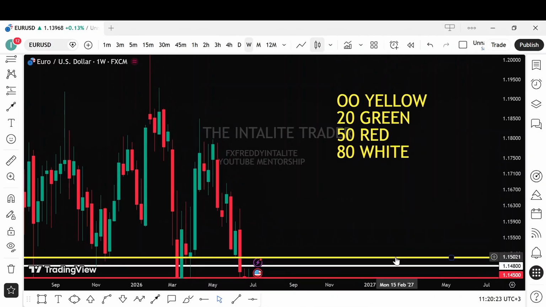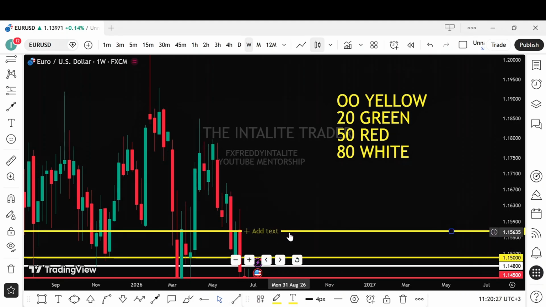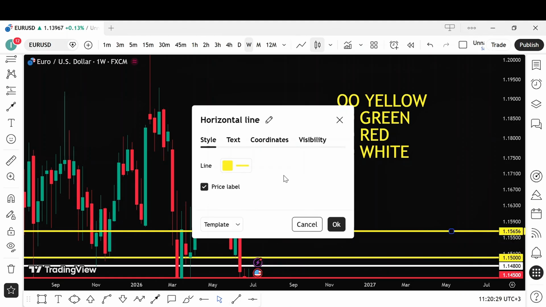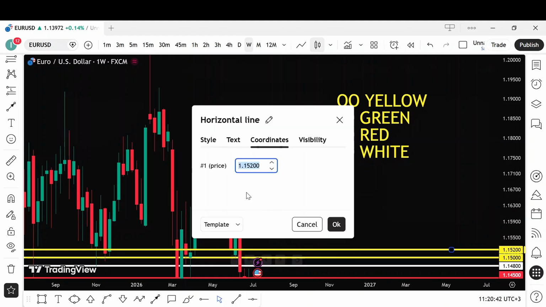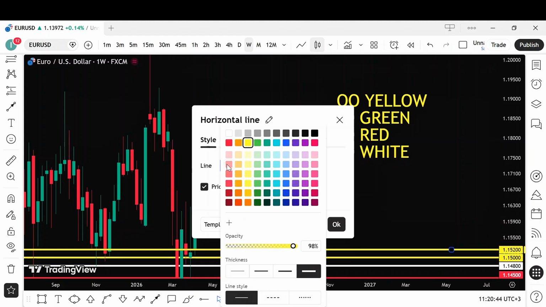Then we plot another level. This is 1.1520, but give it green color. So give it green.